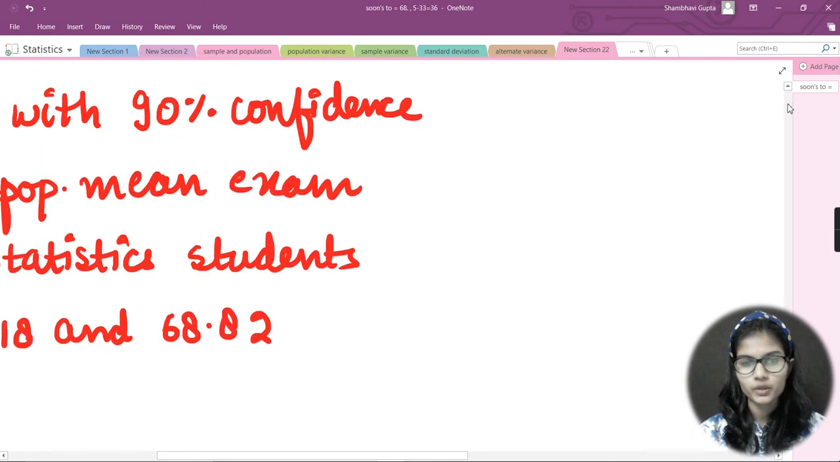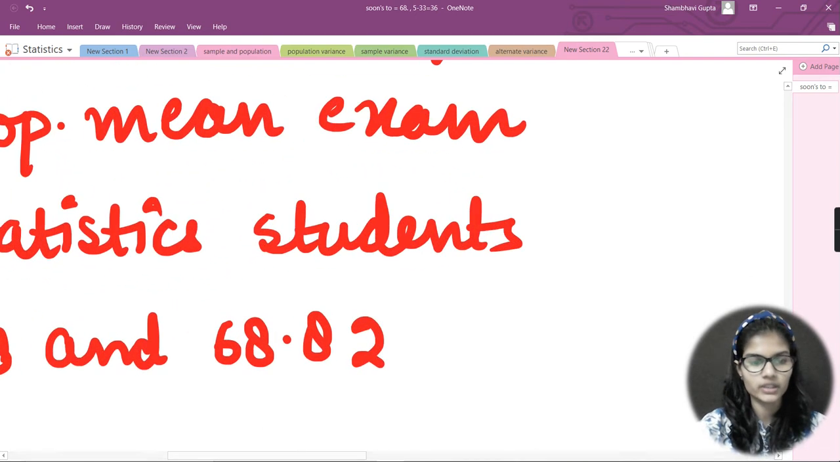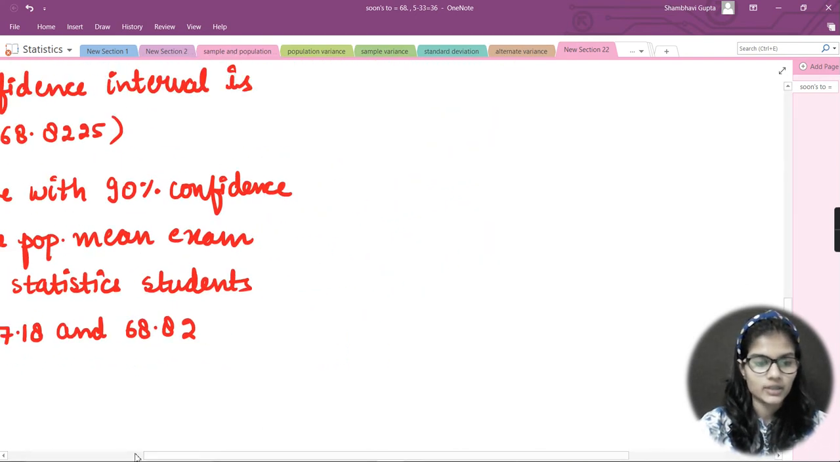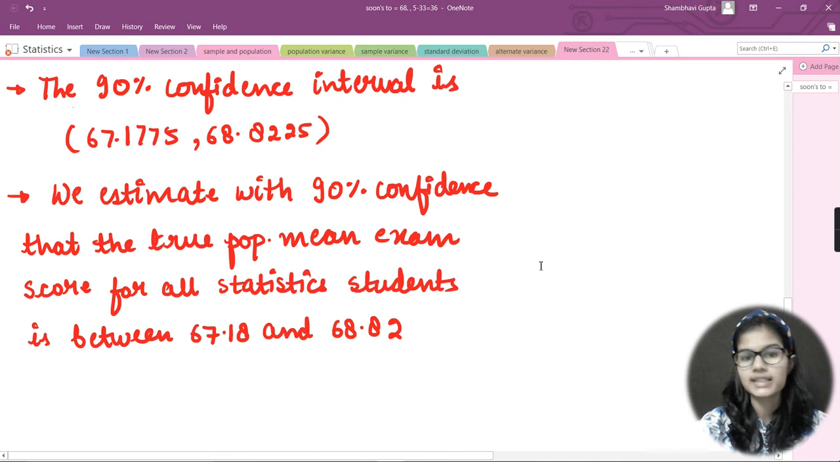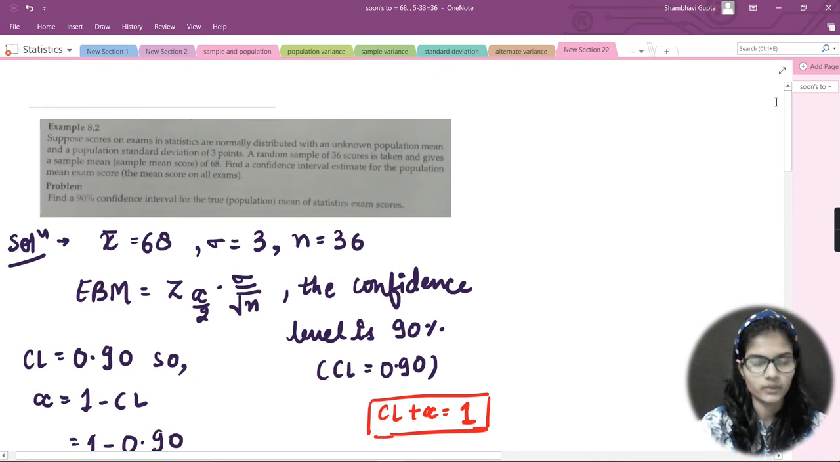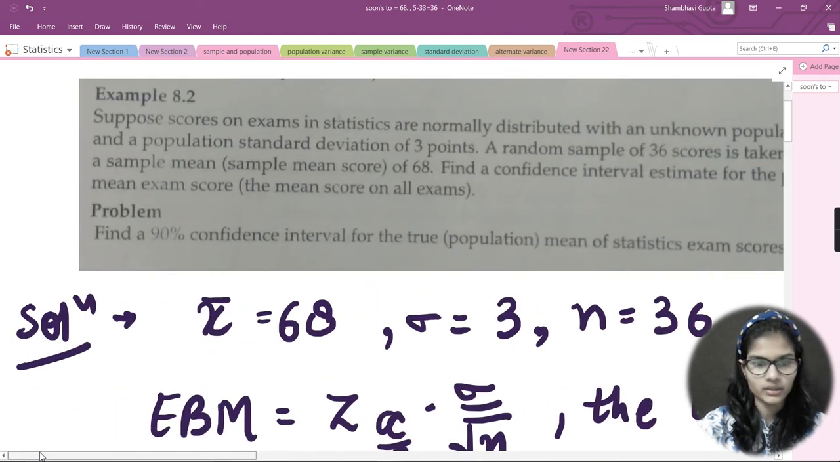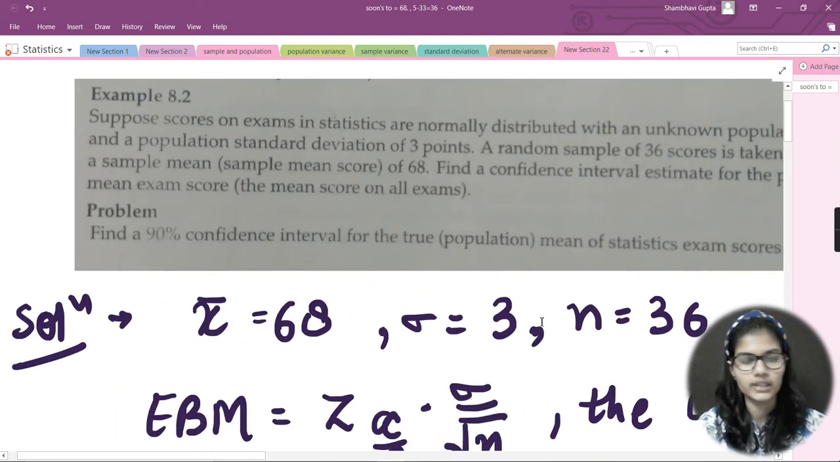So in the previous video, we had taken one question and solved it, right? We had seen the procedure for how to find the confidence interval and even solve that question. Let me quickly show you that question here, and let me zoom in so that it is properly visible. And yeah, here it is.